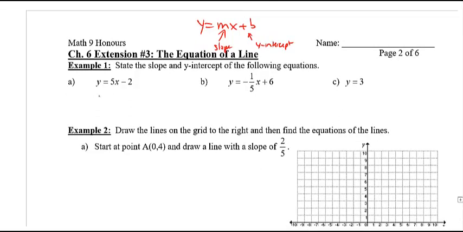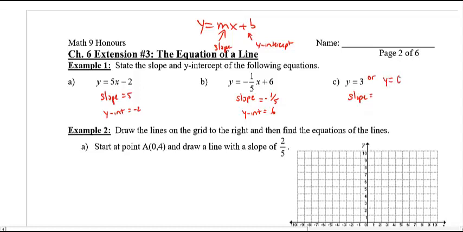Can you state the slope and the y-intercept? Slope here is equal to 5. Y-intercept just equal to negative 2. Do the next one yourself, please. Did you get this as the answer? Good. How about the next one? There's no x. So maybe you can write this as y equals 0x plus 3. Now you know the slope, and now you also know the y-intercept. This, my friends, is a horizontal line, because remember, 0 slope, flat line.